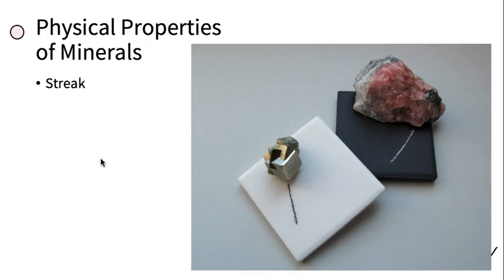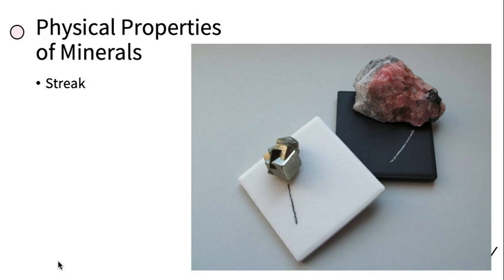Streak is the color of the powder of a mineral produced by scratching the mineral on a hard porcelain plate. Not all minerals will show a streak, but for those that do, it can be a diagnostic property because it consistently is the same color, while the color of the mineral itself oftentimes is not. It can also be helpful in identifying a mineral as having a metallic luster, because metallic minerals typically have a dark, bold streak.